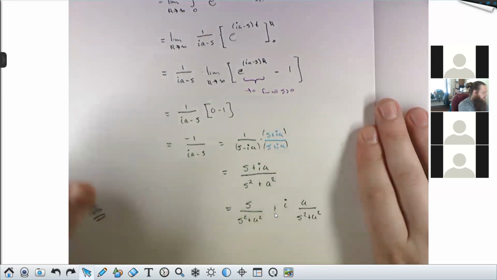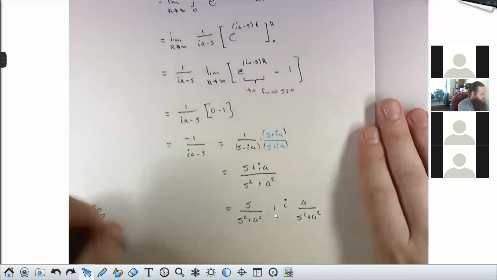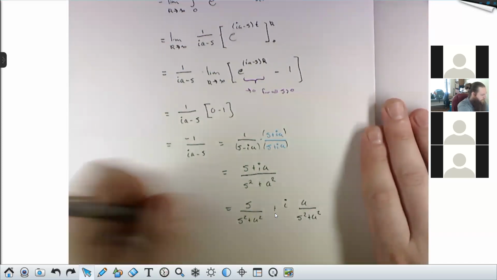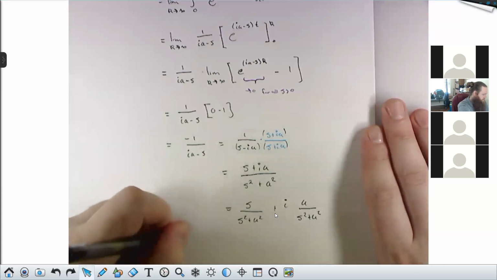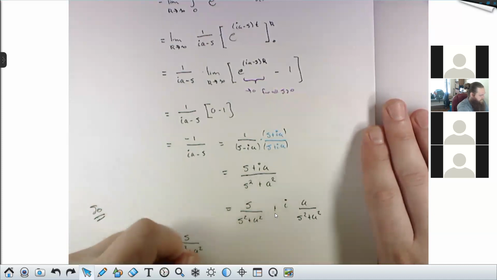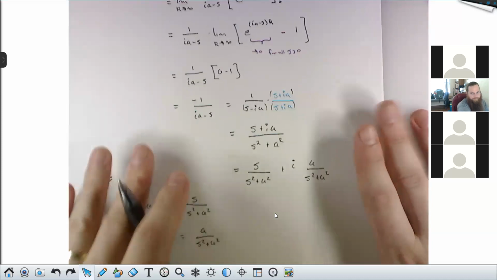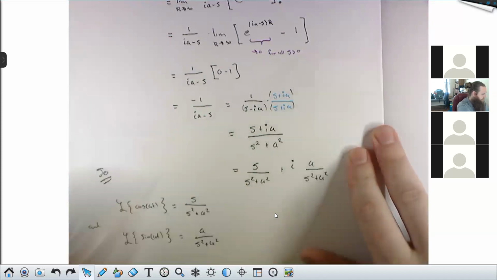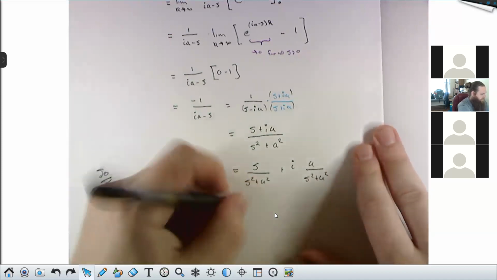So the Laplace transform of cos at is the real part of this, which is s over s squared plus a squared. And the Laplace transform of sine at is the imaginary part of that expression, which is a over s squared plus a squared. And both of these work assuming s is positive.